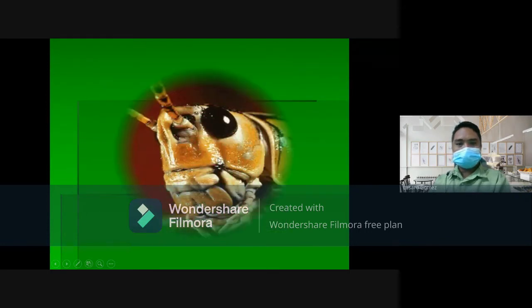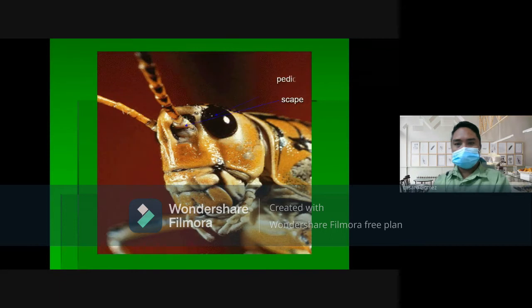Okay, so part of the antennae. So these are the three main parts of the antennae. First segment is what you call the scape. Okay, so it is the one being attached to the insect's head, the scape. Then the second segment is what we call the pedicel. Okay, and the succeeding segments of an insect's antennae is what we call the flagellum.